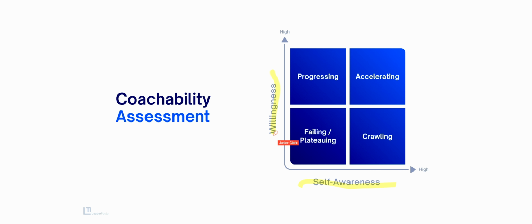So when we put these two things together, we get a 2x2 matrix. Bottom left, failing, plateauing. This is the combination of low self-awareness, low willingness. Trouble. Bad news. We don't want to be here. Progressing is high willingness, low self-awareness. Crawling, high self-awareness, low willingness. And accelerating, high on both. So let's talk about these combinations for a second.